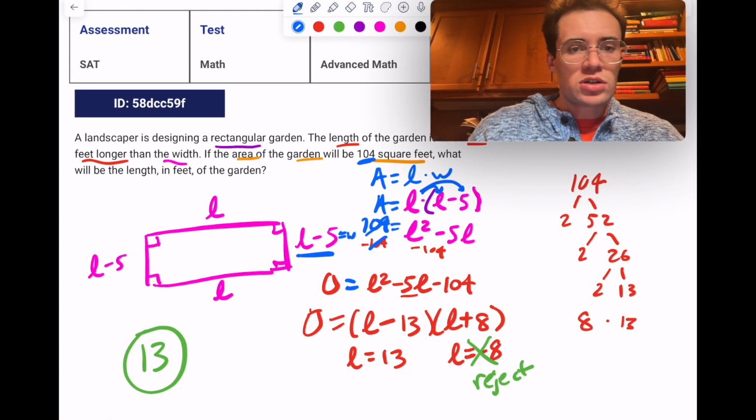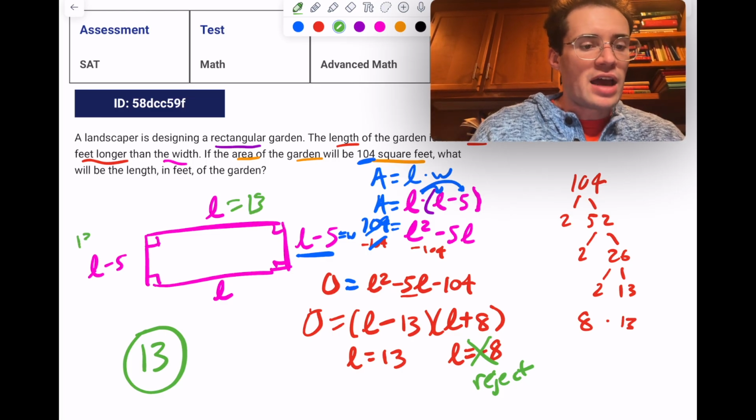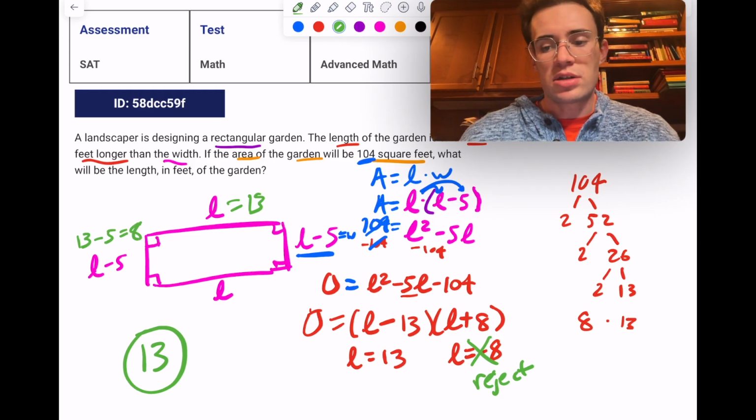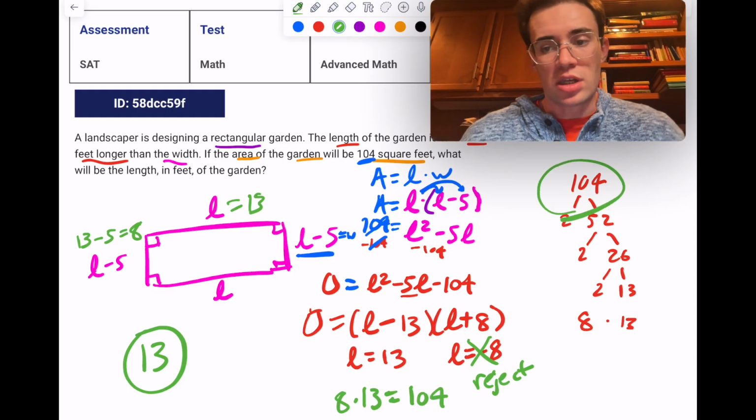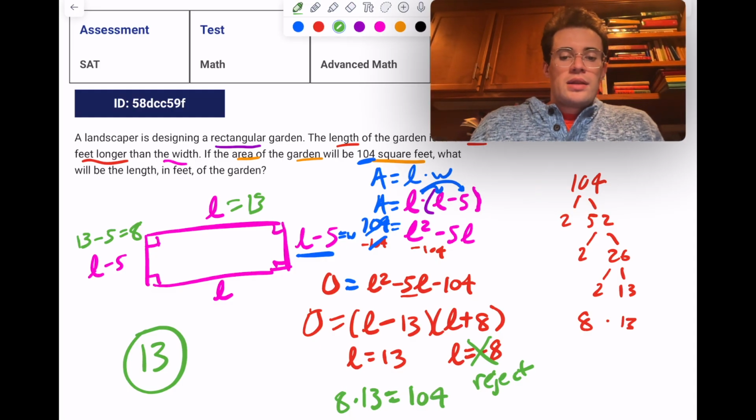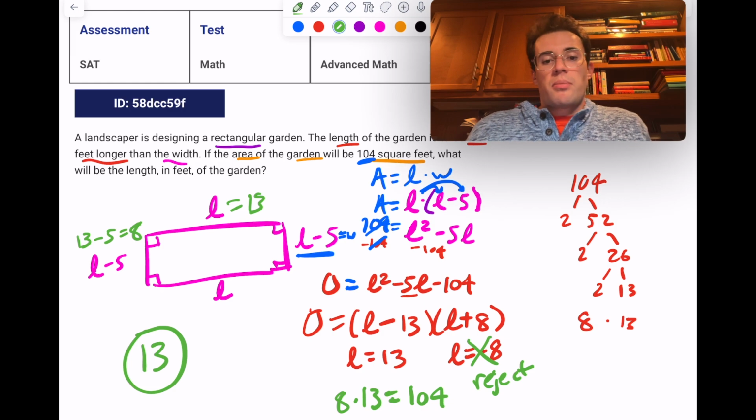So if the length was 13, L is equal to 13, then that would mean that L minus 5, so 13 minus 5, would be equal to 8. 8 times 13 is in fact equal to 104. That's what we just did over here. So that does add up. Those two things are 5 apart, the length and the width.